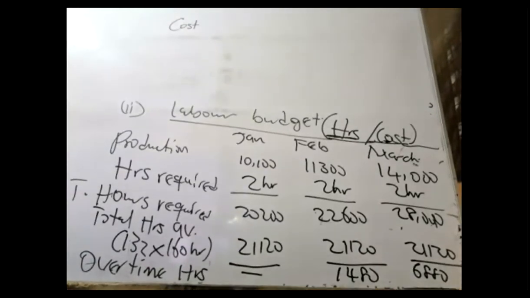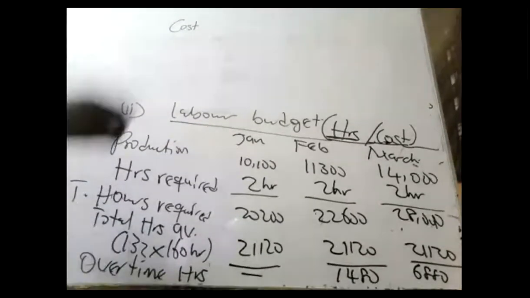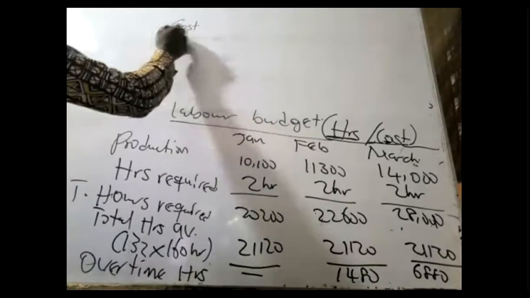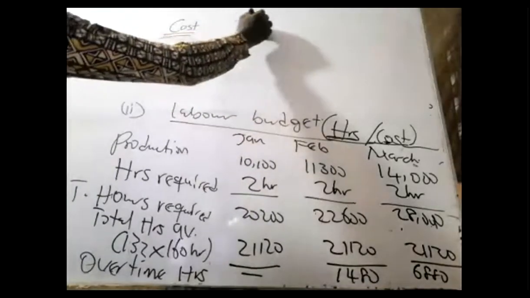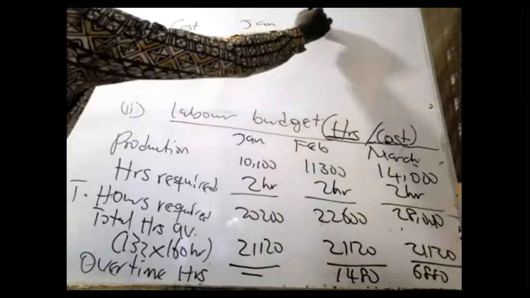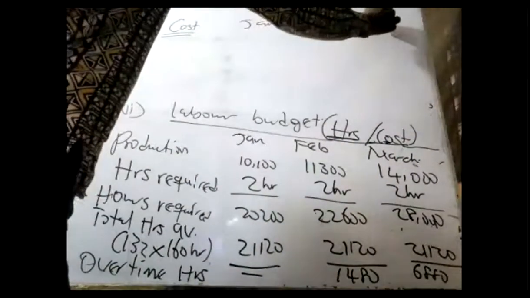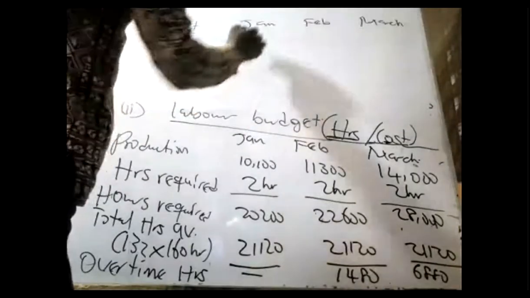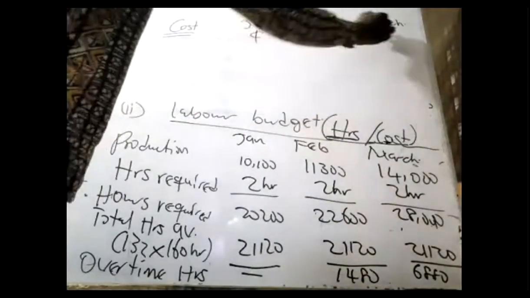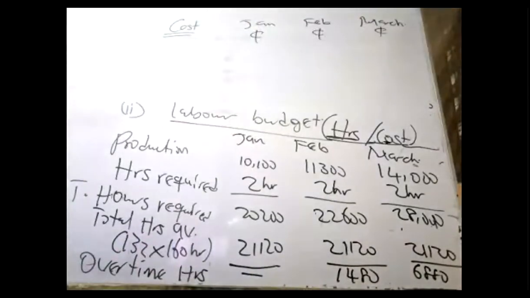So, start with the cost. My general labor cost will be here, for February and also March. I am reporting in Ghana cedis.